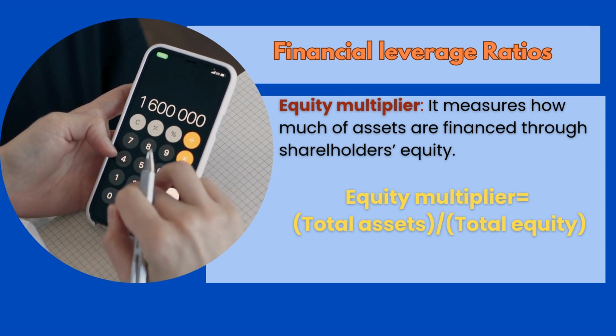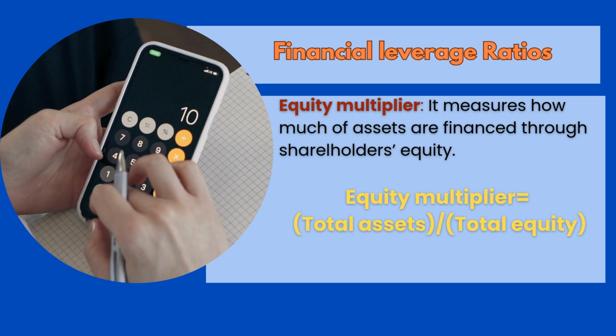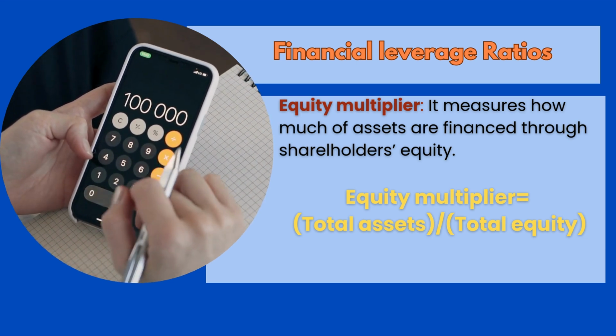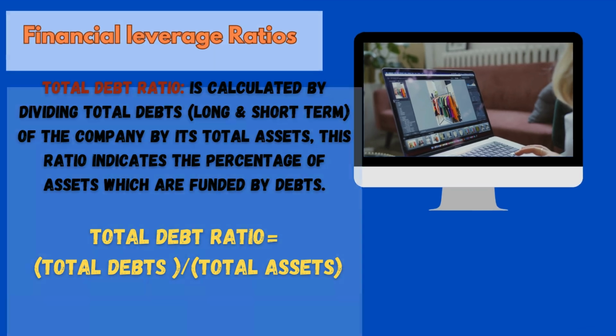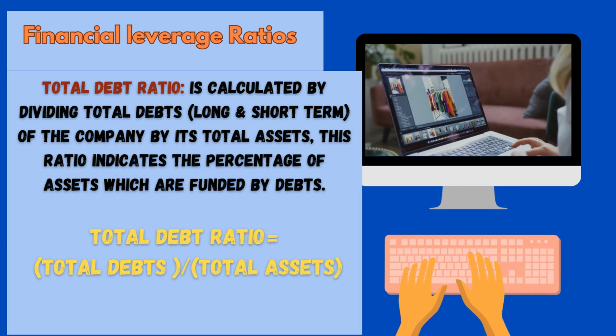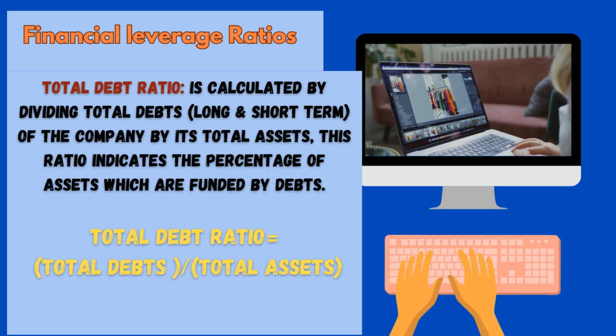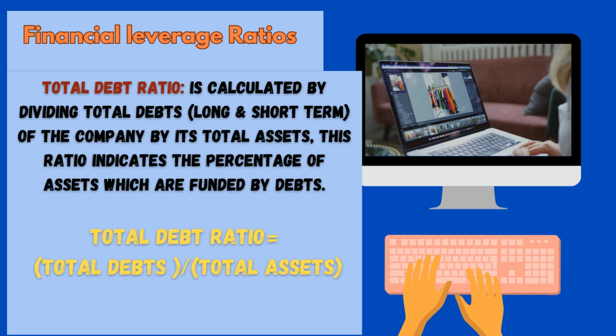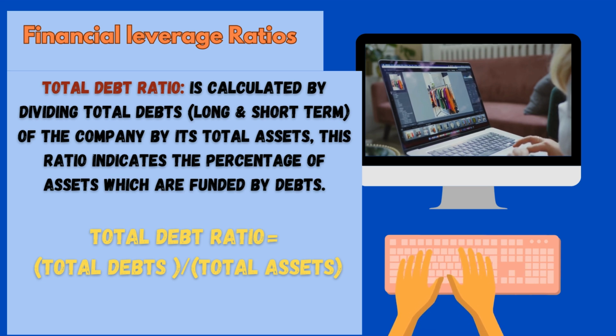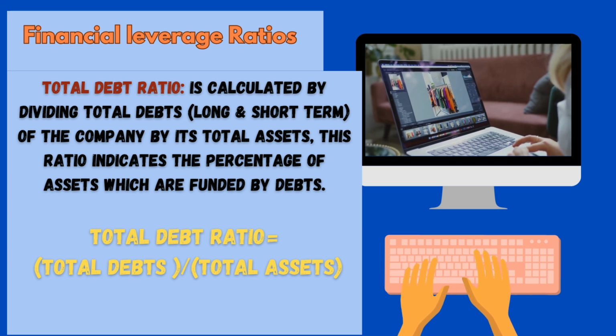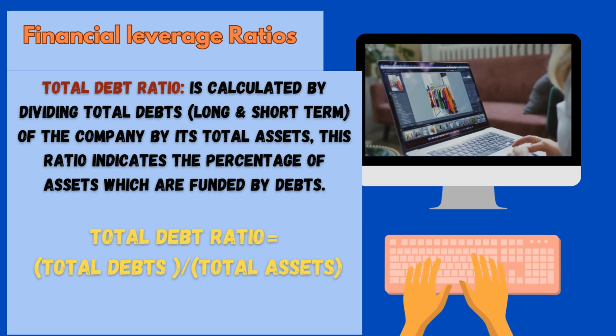We are still in the financial leverage ratios. We have the total debt ratio. It's calculated by dividing total debts, the loans and the short-term debts of the company, by its total assets. This ratio indicates the percentage of assets which are funded by debts. So here we have the total debts and we compare them with the total assets. As we said before, the total debts contain the short-term and the long-term debts.